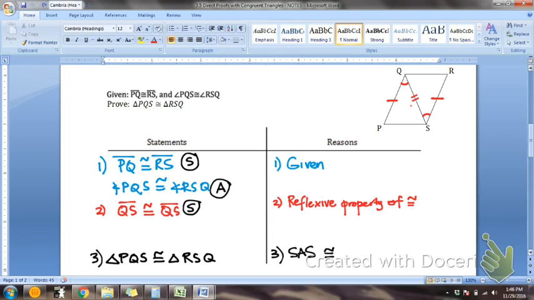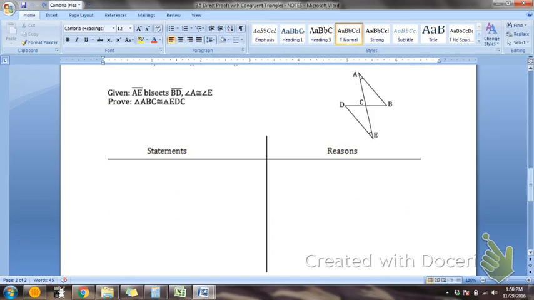Okay, if you were watching the video, go ahead and pause it and write this down. I accidentally forgot to unpause it. So go ahead and pause the video and write this proof down, and then we'll explain the next one. Okay, so let's go ahead and set this up. You know how to set up a proof now. The number 1 is your given.